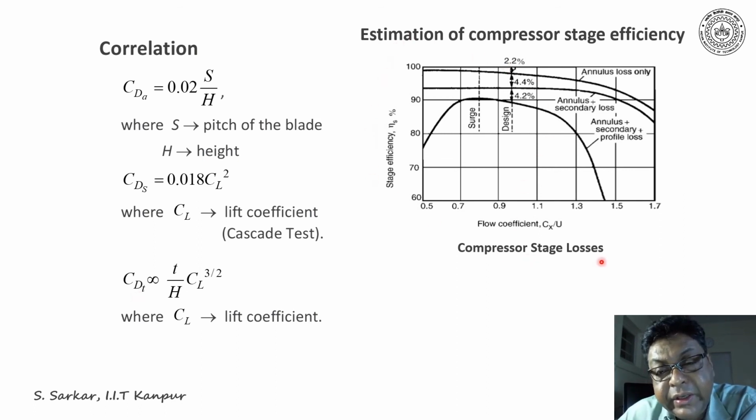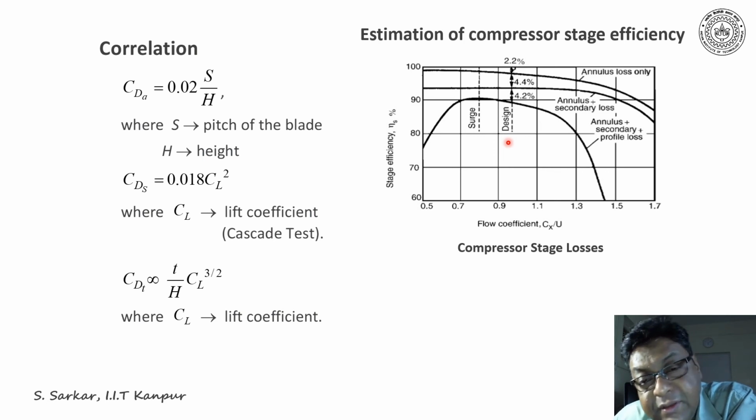Here in this figure, I have indicated the compressor stage losses and thus the estimated efficiency. At the design point, I have illustrated the proportional loss. Suppose the annulus loss would be 2.2% at the design point. The secondary flow loss would be 4.4%, and furthermore profile loss would be 4.2%.